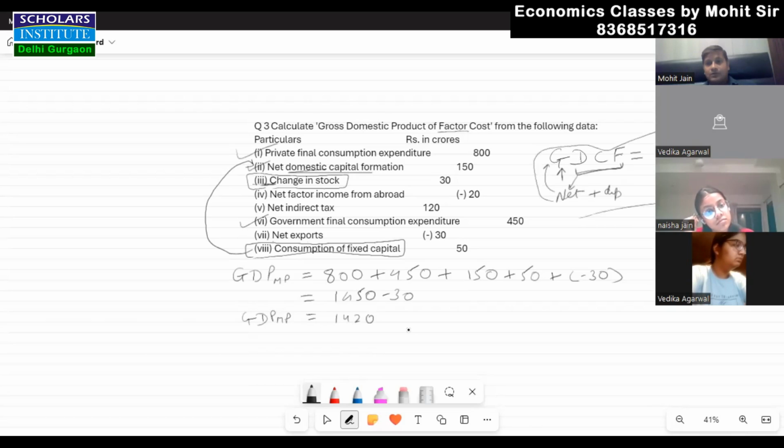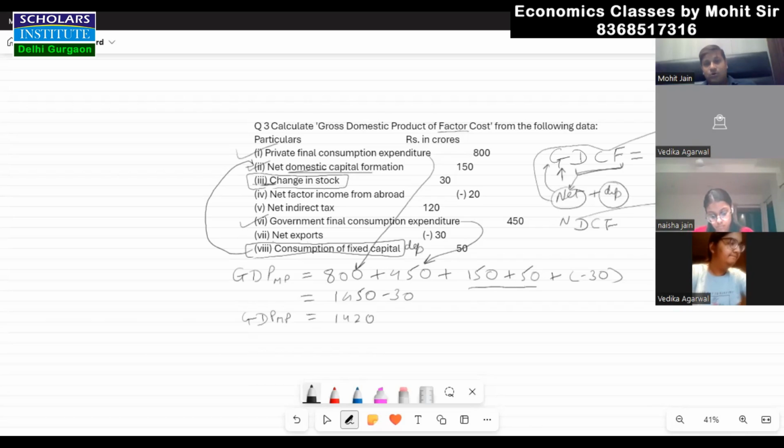ओके, सो मेन थिंग वाज दिस। So you were given private final consumption expenditure, which was 800, you took here. You are given government final consumption expenditure, which is 450, you took it here. Then you needed gross domestic capital formation, GDCF. You were given net domestic capital, NDCF. Okay. You were given net. So if you add depreciation to net, depreciation is what? This is depreciation, consumption of fixed capital.